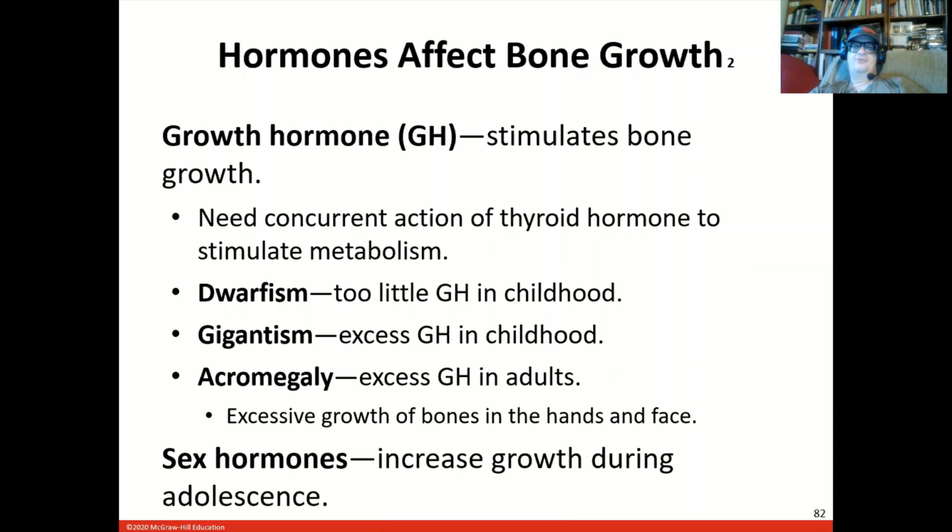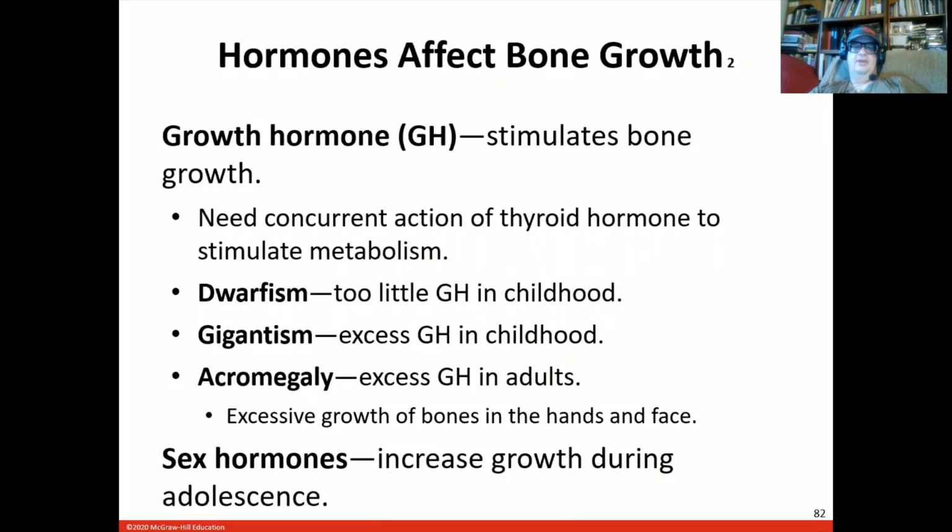Moving on. So growth hormone is going to stimulate bone growth. It also happens with thyroid hormone that stimulates your metabolism. Okay. You need both of those doing the thing. Dwarfism is caused by not having enough growth hormone when you're a kid. Gigantism caused by having too much growth hormone when you're a kid.